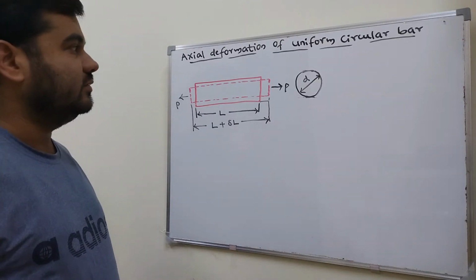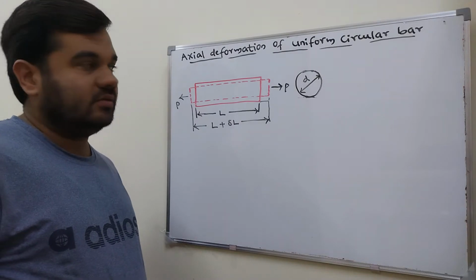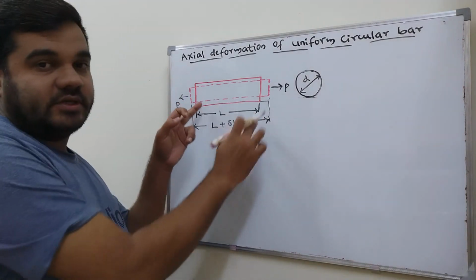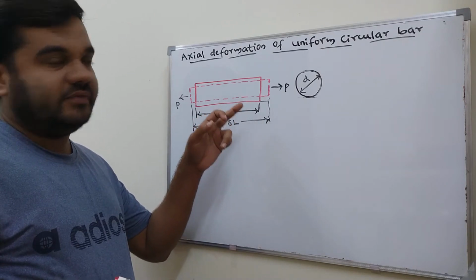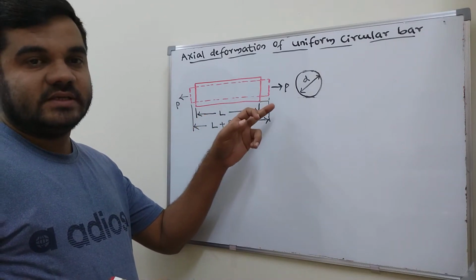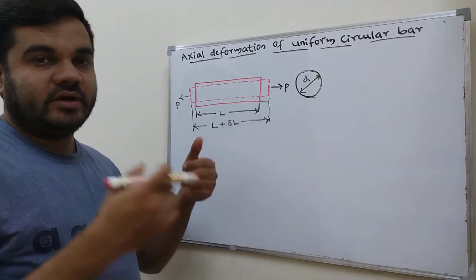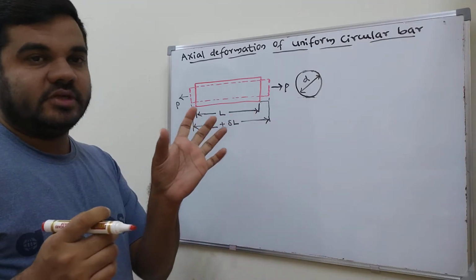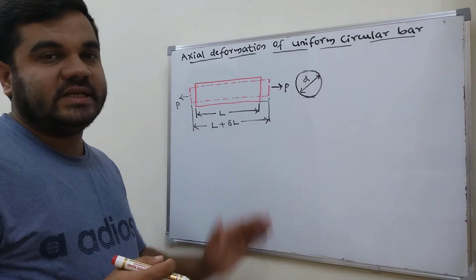In this video, we'll discuss the deformation of a uniform circular bar. Here, the circular bar is there. If a solid circular bar is subjected to the axial tensile load P, obviously it will undergo a certain deformation. It means there is a change in length. We need to find out how much is the change in length here.